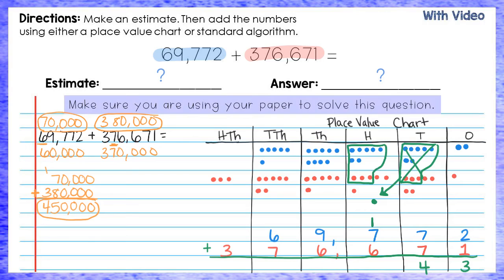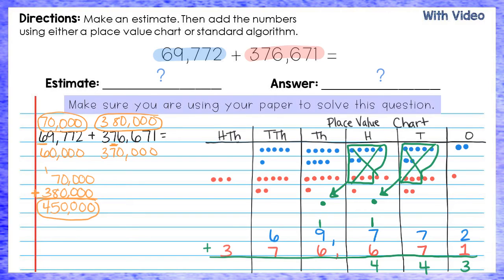7, 8, 9, 10. And that will become 1 more thousands, because 10 hundreds is 1,000. We can count by hundreds, 100, 200, 300, 400, 500, 600, 700, 800, 900, 1,000. That's how we get that. So instead of having 14 hundreds, we now have 4 in our hundreds place, and then 1 more in our thousands place.